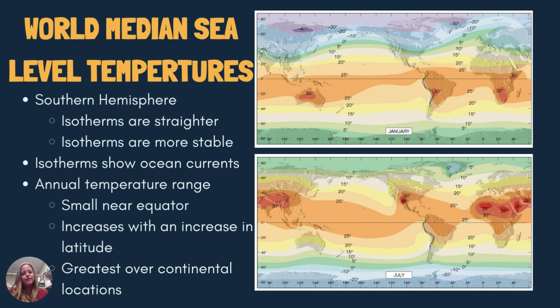So if you don't notice any trends, the big thing that you want to pay attention to is that the isotherms in the oceans are fairly consistent. They're fairly horizontal. But when you go over land, they start to bend and curve and change a lot, right? And so that just further shows that water stays a fairly consistent temperature, but it's land that's changing a lot more drastically.